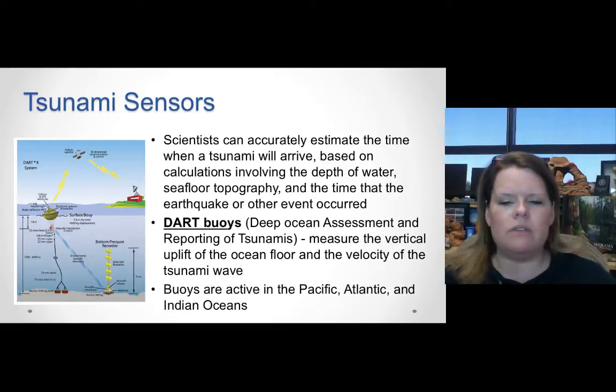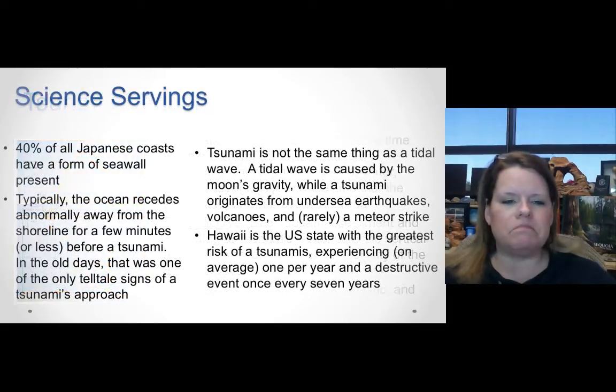So DART buoys, known as Deep Ocean Assessment and Reporting of Tsunamis, test question, measure the vertical uplift of the ocean floor and the velocity of the tsunami waves. Where are these things located? They're located and active in the Pacific, Atlantic, and even in the Indian Ocean basins.